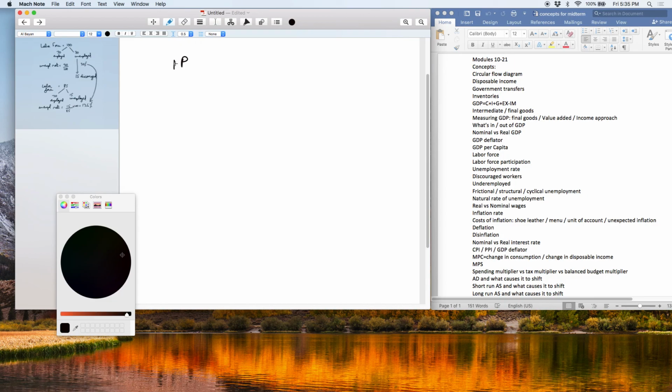Marginal propensity to consume, okay, when you have disposable income, is the change in consumption divided by the change in disposable income. That's your marginal propensity to consume. Your marginal propensity to save is the change in savings divided by the change in disposable income. It's also equal to 1 minus the MPC. So if you add up the MPC and the MPS, you end up with 1.